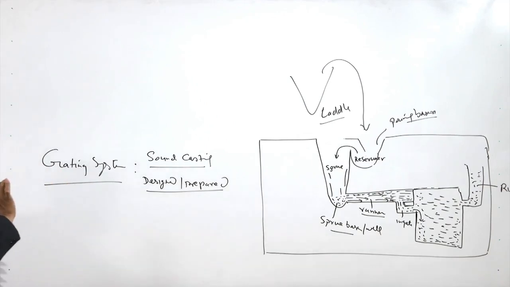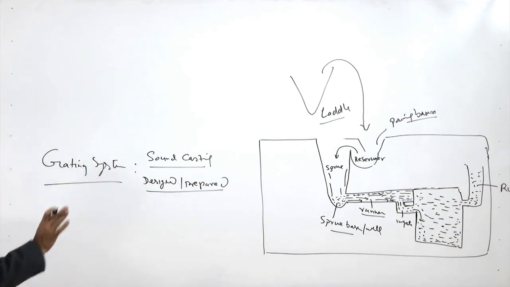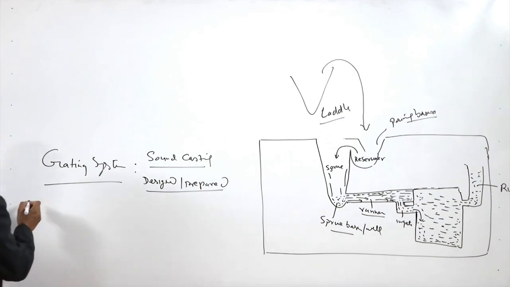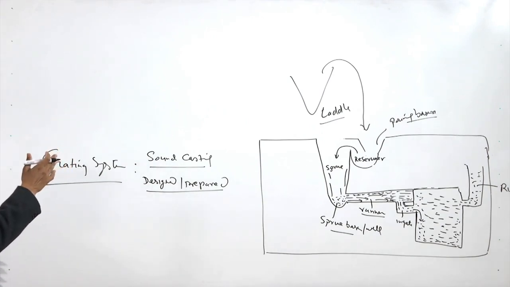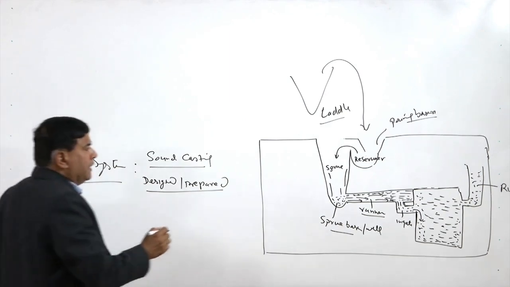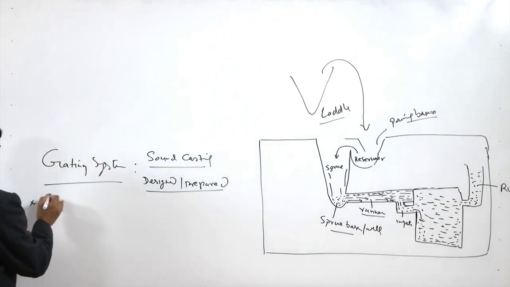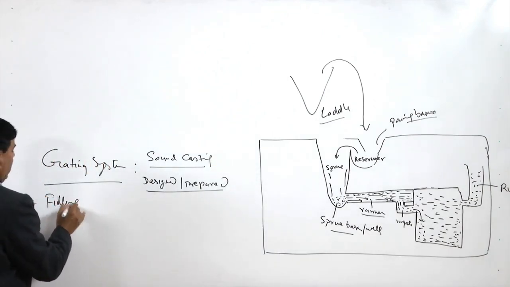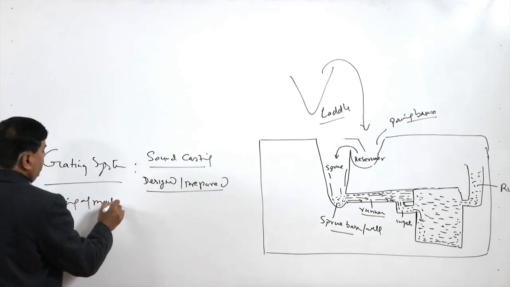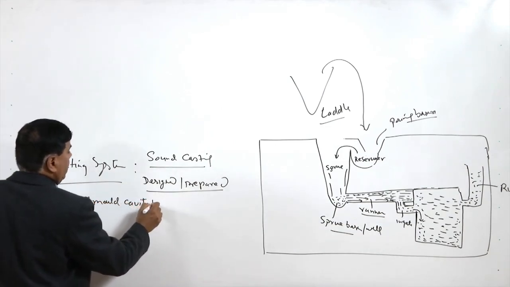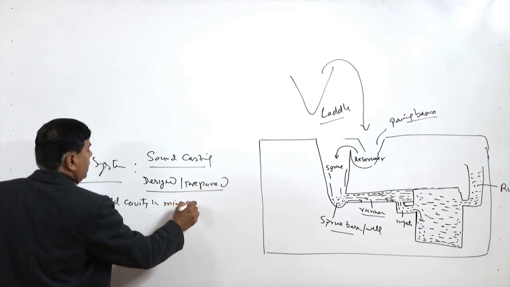So, what are those specific objectives which are realized through the gating system, which comprises a number of elements, for producing the sound casting? It includes that the gating system is designed in such a way that when molten metal is fed into the pouring basin, it fills the mold cavity in the minimum possible time. So, the first thing is the filling of the mold cavity in minimum possible time.